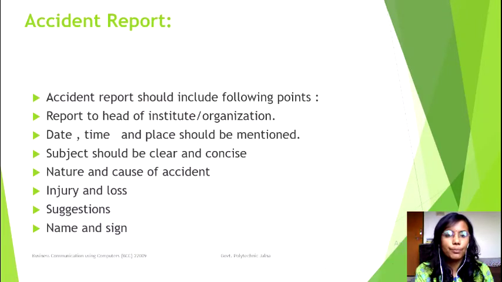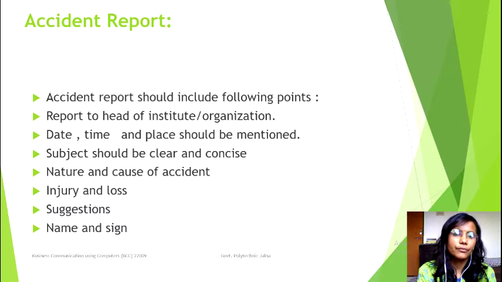Then we see accident report. When writing the accident report, the following points you have to again consider. Report to head of the institute or organization. It is the first step. When the accident happens, you have to report to the head of that organization. Then date, time and place should be mentioned. Next step, subject should be clear and concise. Then next, nature and cause of accident. After that, injury and loss. Then suggestions, and finally name and signature. This is the format of any accident report.